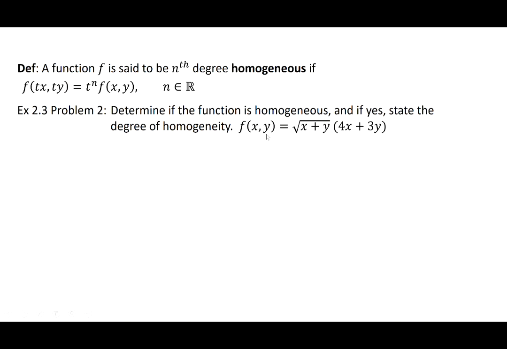Do we know f of x y? Yep, this stuff. f of x y is square root of x plus y times 4x plus 3y. Will that allow us to figure out f of tx comma ty? I don't know, man. Okay, you do. Why do I say that?